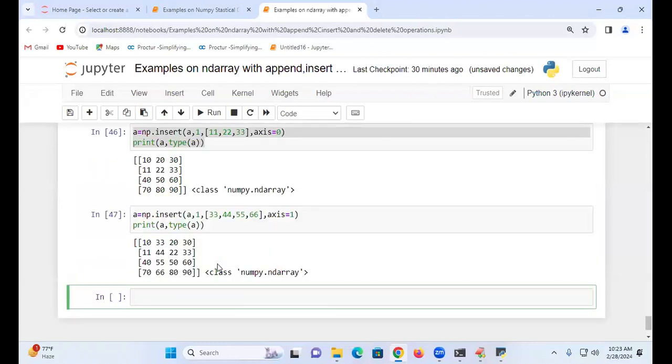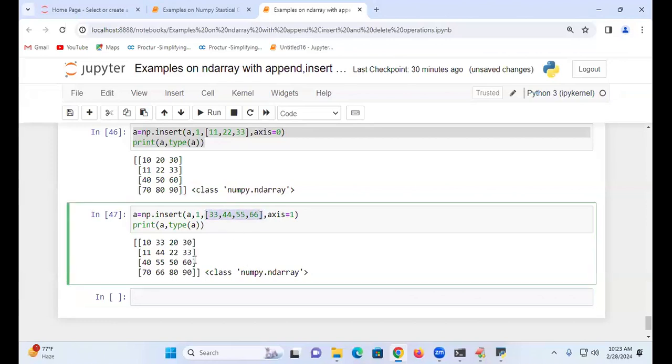So what is happening here? Are you following that? So don't think everything is the same. So here, are you getting or not? What is the place? 33, 44, 55, 66. What is this now? 1. And axis is called what? 1. Are you able to follow? Actually, this is very easy, but the syntaxes are a little complicated. So everybody will learn NumPy only. Are you able to follow this? This is related to the insert operation.